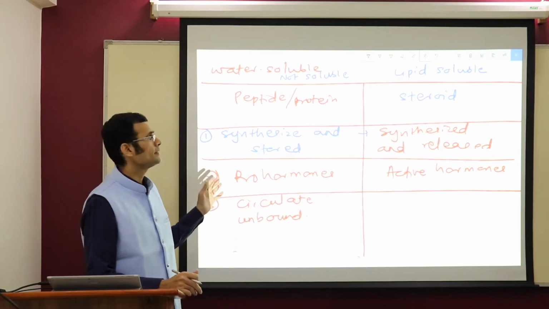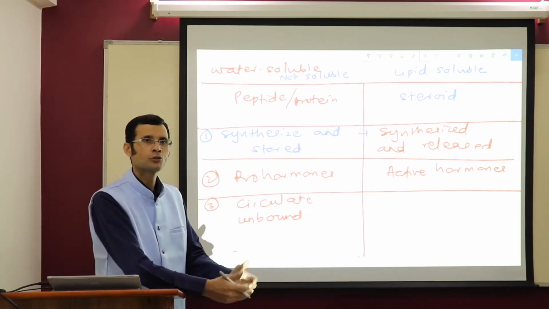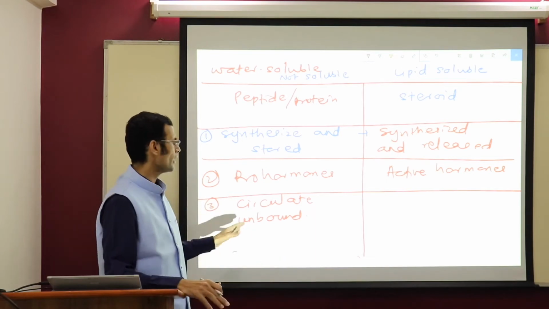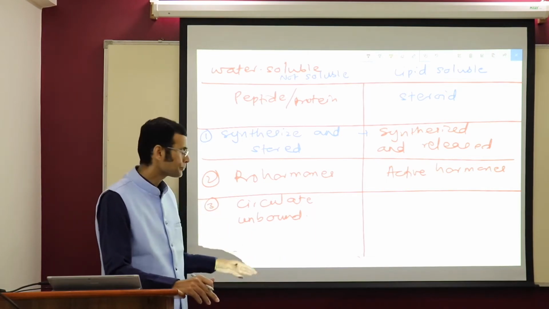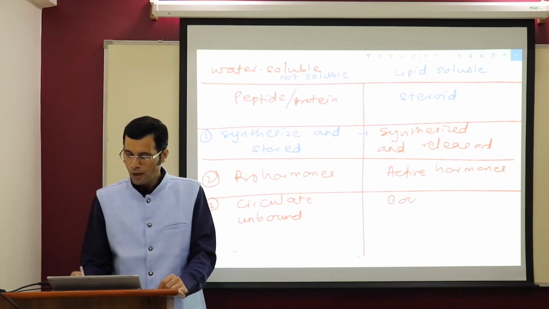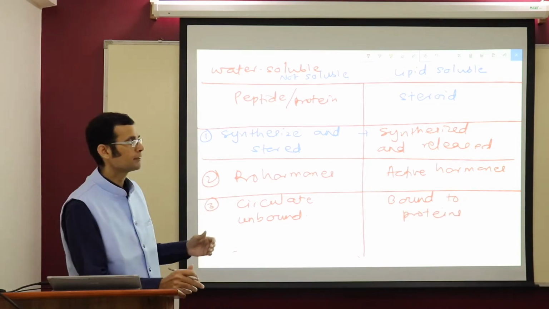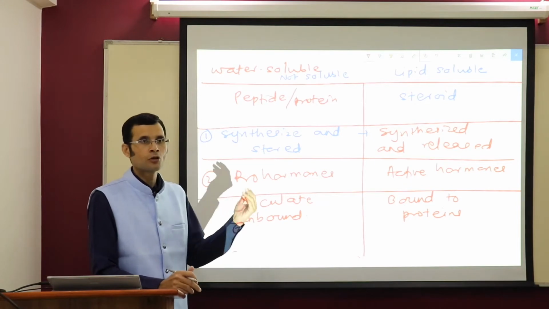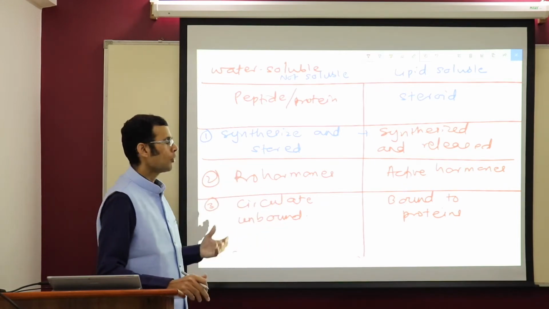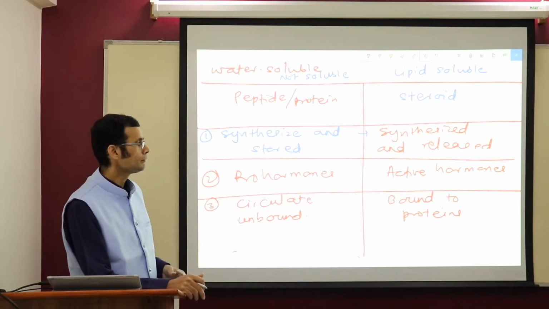It's quite obvious. These are protein hormones, so they are not bound further to proteins in the plasma. They remain free in the plasma. Whereas the steroid hormones are bound to proteins in the plasma. For example, there is CBG, cortisol binding globulin, or such proteins which bind those steroid hormones.